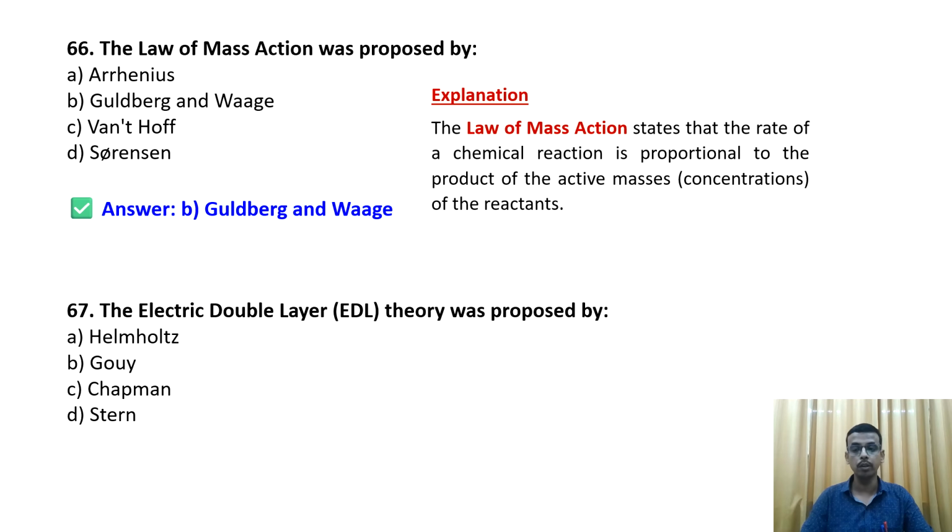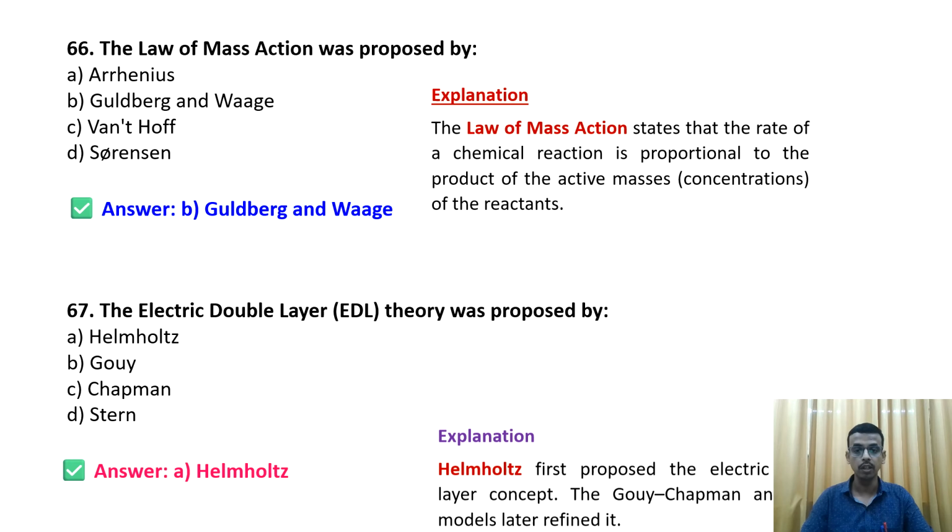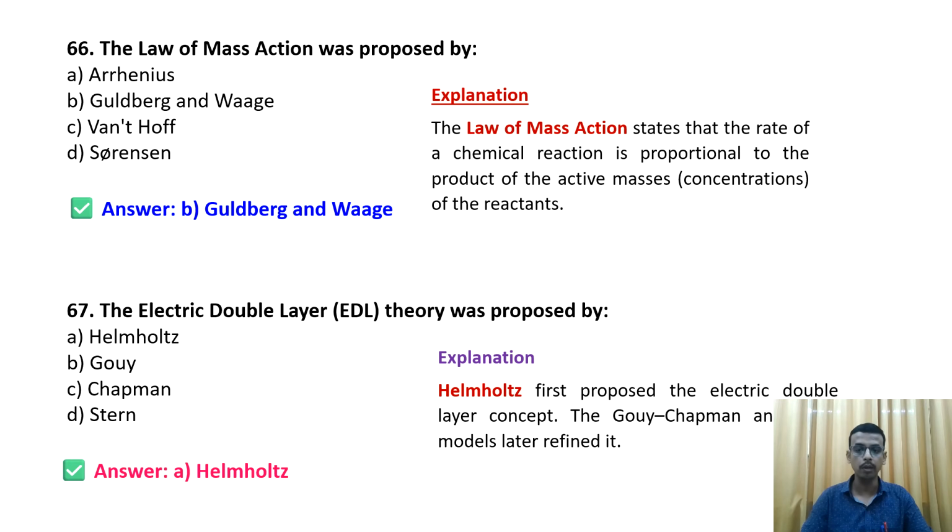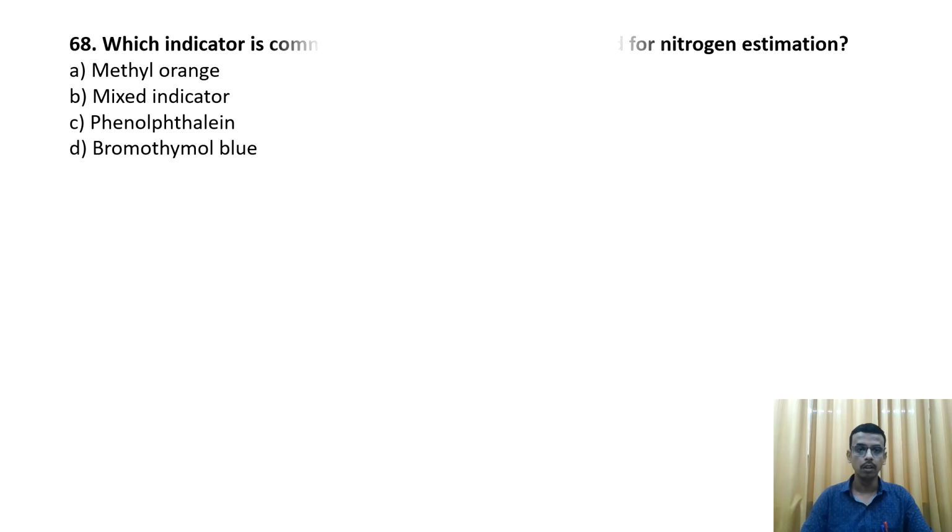The electrical double layer theory was first proposed by Helmholtz. Then the concept was modified by Gouy-Chapman, that is known as Gouy-Chapman layer. Then later modified by Stern, that is known as Stern triple layer. So these all, but first proposed by Helmholtz.